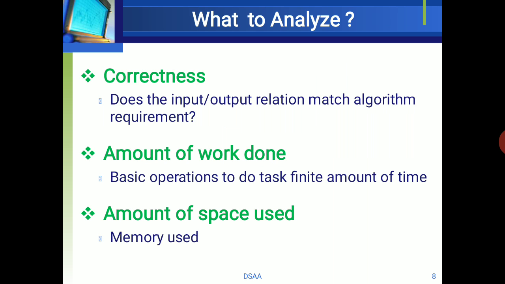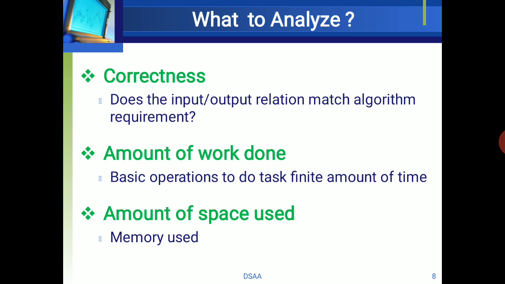Next, what to analyze. We have seen why we analyze: whether it is efficient or inefficient, whether it is working properly or not. Now, what are the parameters we need to consider while analyzing the algorithm? The first thing is correctness: whether proper inputs are used and you are getting the proper output with your computational procedure.